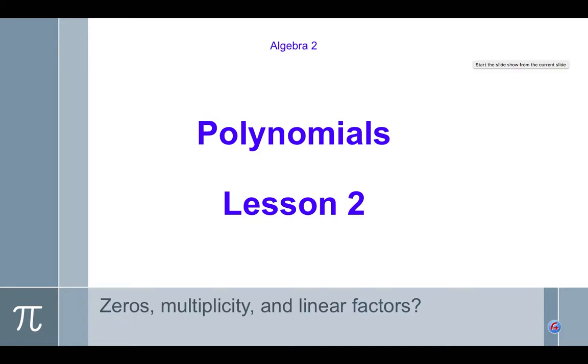All right, welcome ladies and gentlemen to our second lesson in the study of polynomials for Algebra 2. This is going to be looking at the zeros of a polynomial, something called multiplicity, and looking at what a linear factor is going to do for us in the study of polynomials. So let's go ahead and get started.